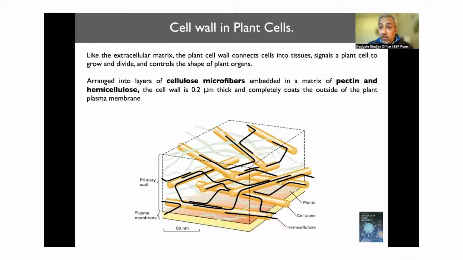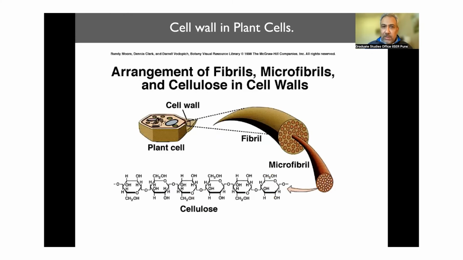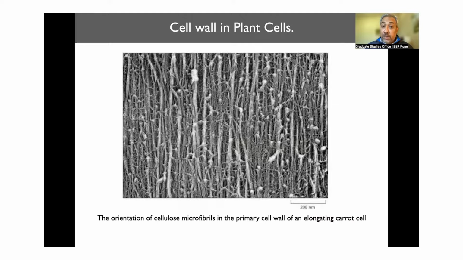So the ability of a plant to grow, right, and compensate for what it cannot do, which is move around, stems from the fact that there is this very strong cell wall that they have. And that cell wall is put together by pectin, cellulose, hemicellulose, all coming together. And it is the arrangement of these fibrils that drives the making of the cell wall here.